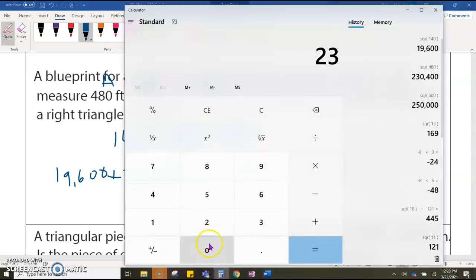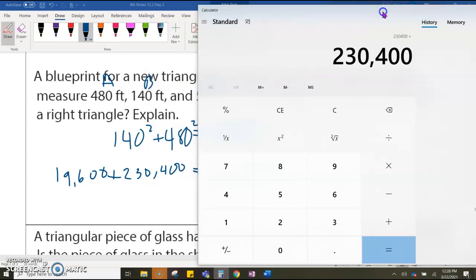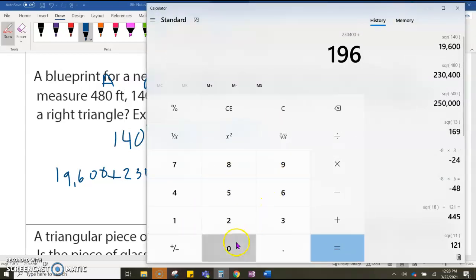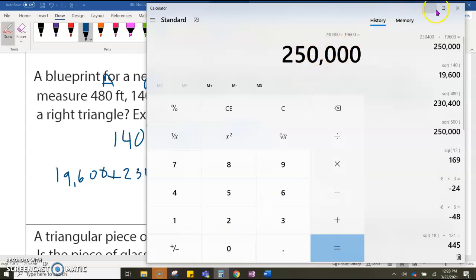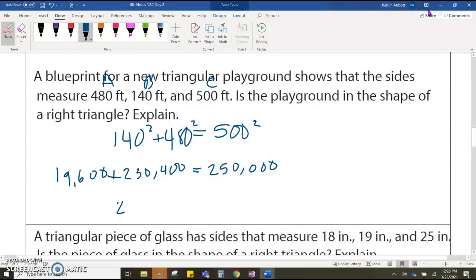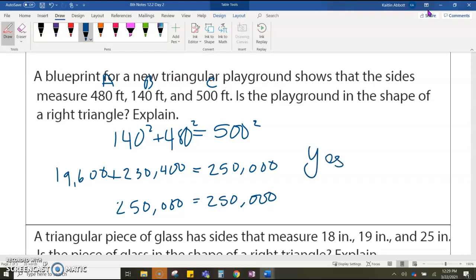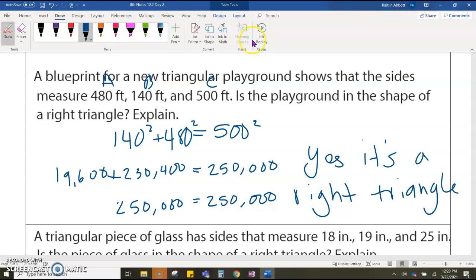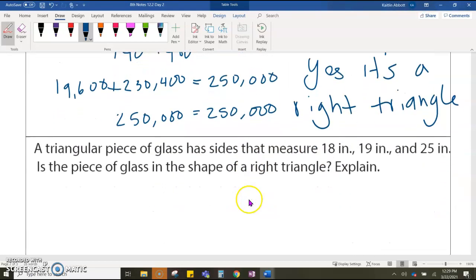230,400. Oh, Ms. Abbott didn't press the plus button. 230,400 plus 19,600. Oh, 250,000. Isn't that what we have on the other side? 250,000 equals 250,000. They equal each other. So yes, this is a right triangle. Yay, cool. All right, let's do one more.